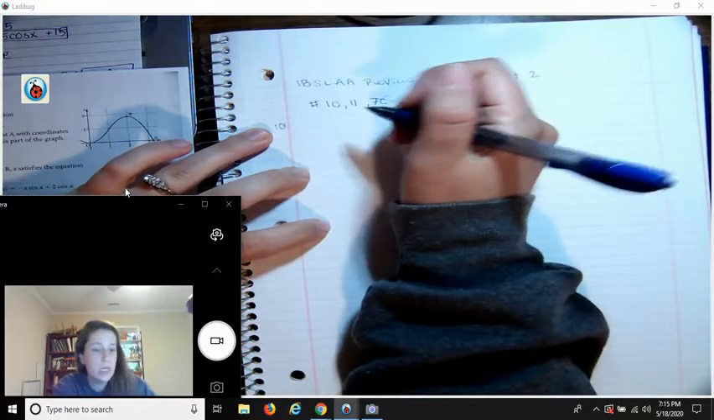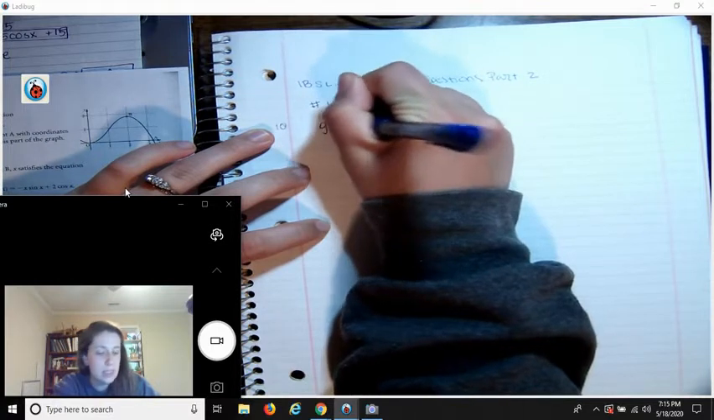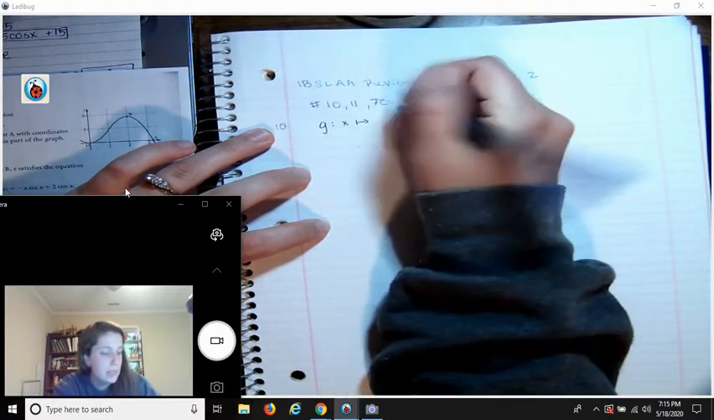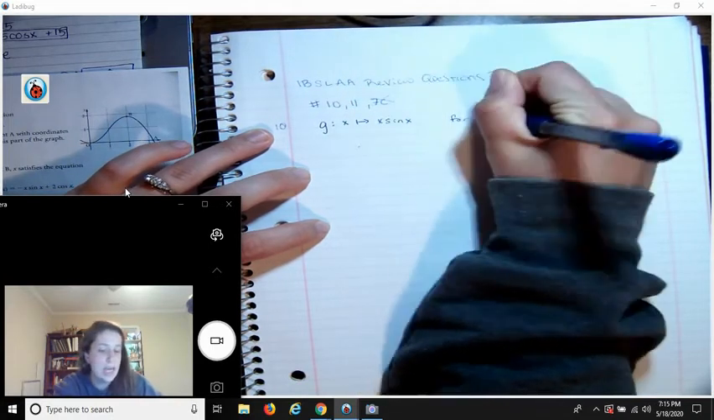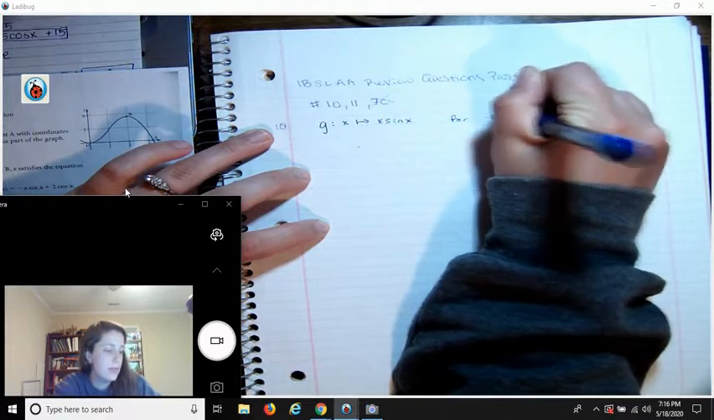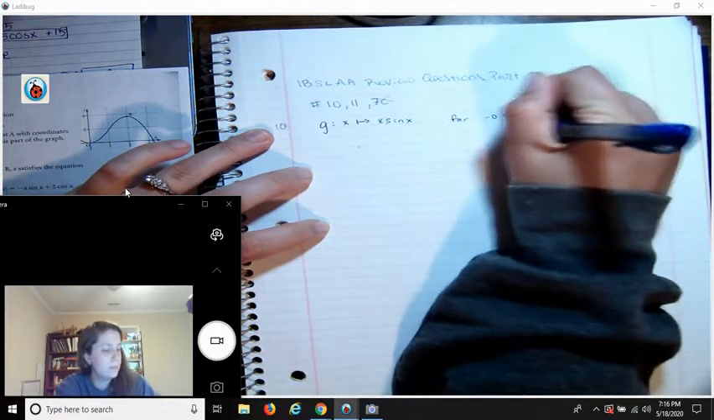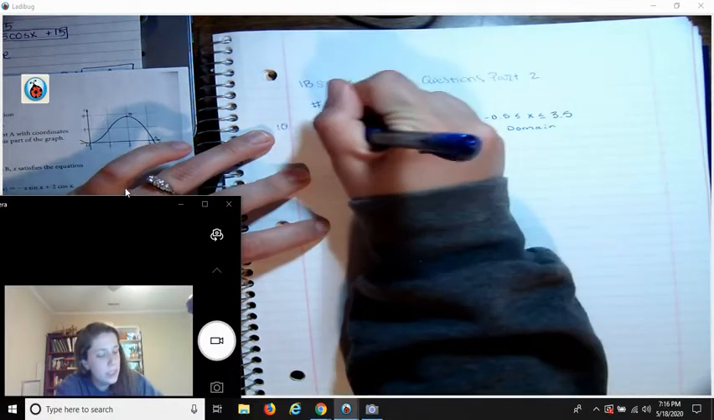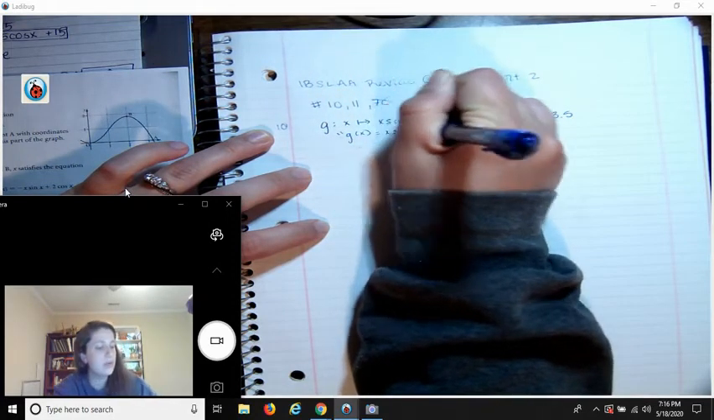Okay, so it has this funky map-to notation that I think we've seen before. It's g maps x to x sine x, and then it gives the domain negative 0.5 to 3.5. Now, so this is the domain. And this really just means g of x is equal to x sine x.